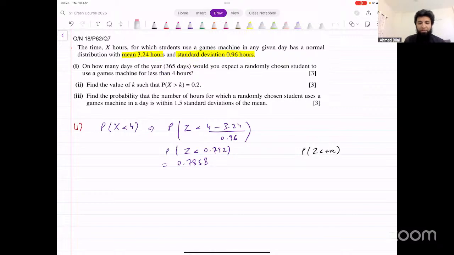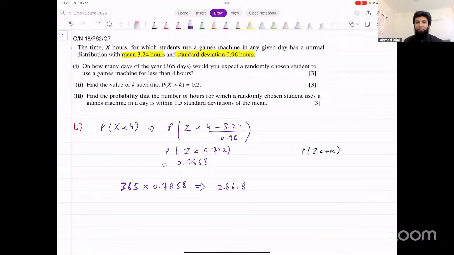What about 365 days? On how many days would you expect him or her to use the games machine for less than 4 hours out of 365 days? You just multiply this by 365 because this is for one particular day. For 365 days, you multiply this by 365. 365 into 0.7858. What do you get from this?